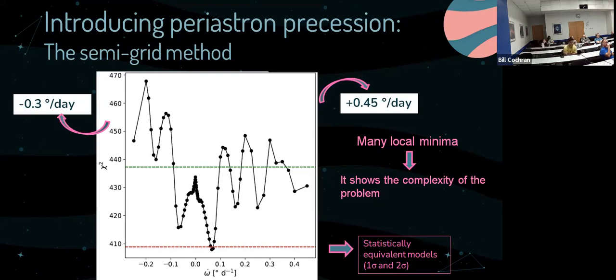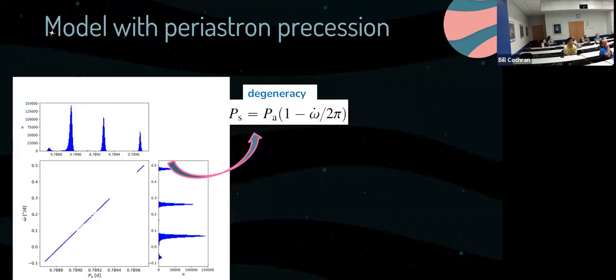So at the end, we were pretty confident to introduce periastron precession in our model, and this is what we did. Here I'm showing the posterior distributions. On the x-axis you have the anomalistic period, and on the y-axis you have omega dot. I think we ran 90 chains in parallel at this point, with, I don't remember exactly, a few million steps, but there were really many chains.